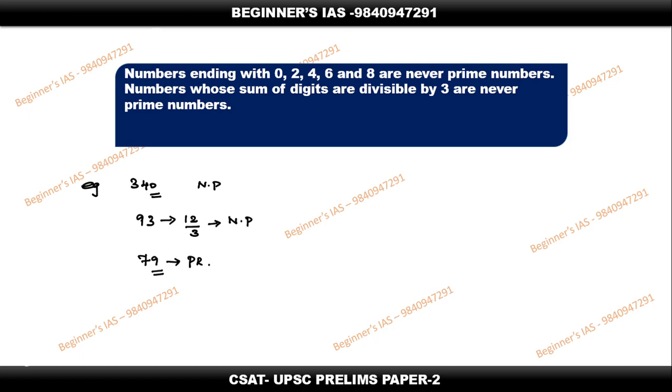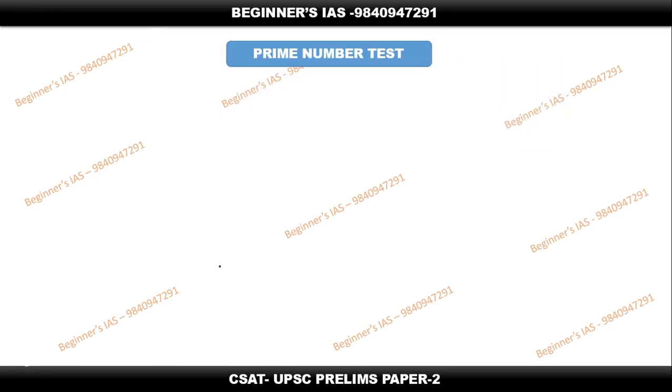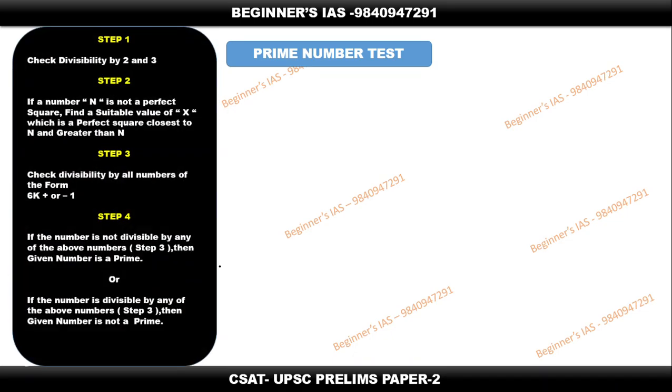So we have one more method to identify whether a given number is a prime number or not. Let us check with the prime number test. Let us start with a simple example. I'll give you simple steps to perform this prime number test. Step 1: check the divisibility by 2 and 3. This we did in the previous example.